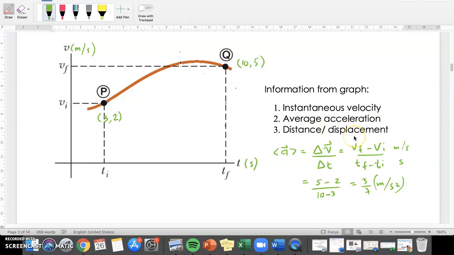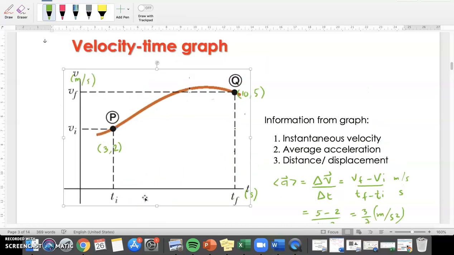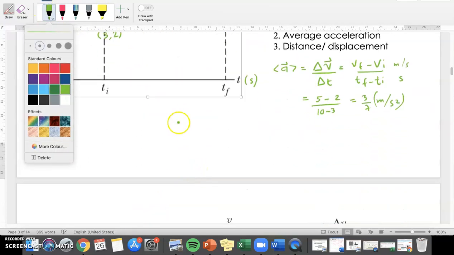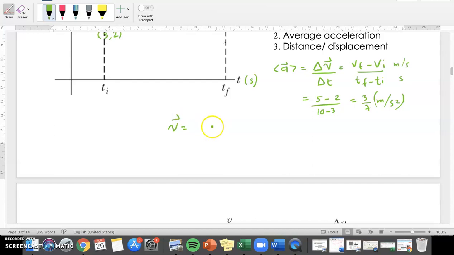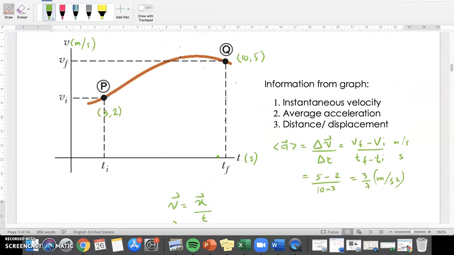What about the distance or the displacement? How do we find distance and displacement? Remember, our equation for velocity was v equals to what? Displacement over time, right? So if I wanted to find displacement, I just need to rearrange this equation, which gives me displacement is just v times t. So if I wanted to find the displacement at point P, I would have to multiply v with t. So we know that v is 2 and t is 3.